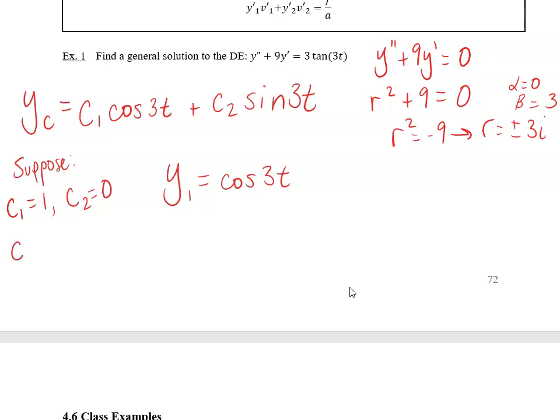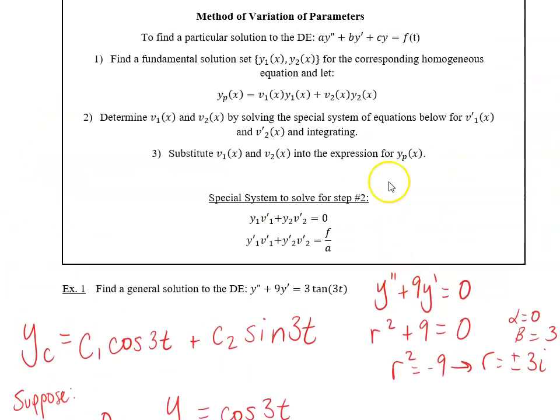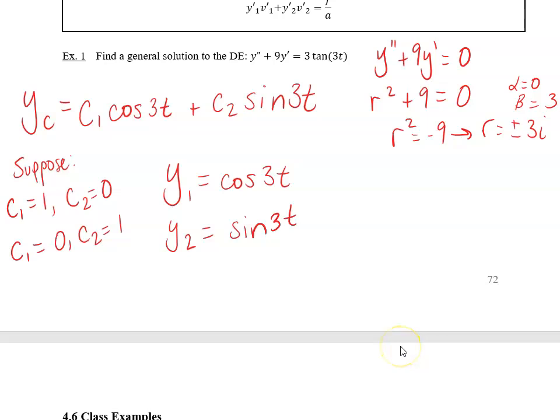Now let's also suppose that we had a solution where c1 is 0 and c2 is 1. Then another solution that would work would be where c1 is 0, so the first term goes away, c2 is 1, and that gives me sine of 3t. So this is called my solution set, a fundamental solution set for the homogeneous equation. And I'm going to write that using this notation: cosine of 3t, comma, sine of 3t, just set notation.